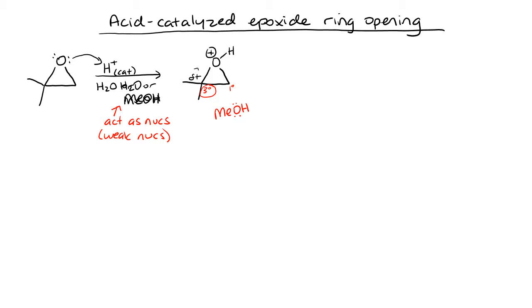Okay, so it's donating, I'll just show a little bit of its electrons towards that oxygen. So now our methanol is going to be attracted to that tertiary carbon. It's going to come in, attack the carbon, and that will cause the electrons between the carbon and the oxygen to break, and they'll go up and give the electrons to the oxygen atom.